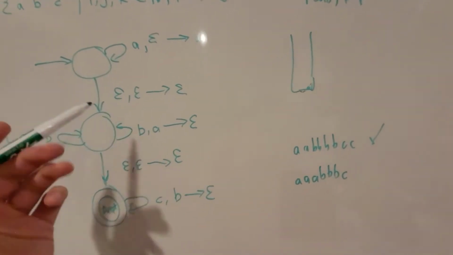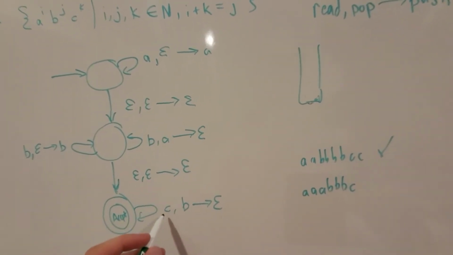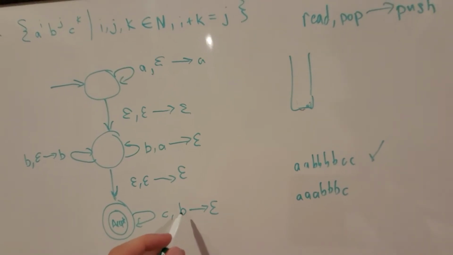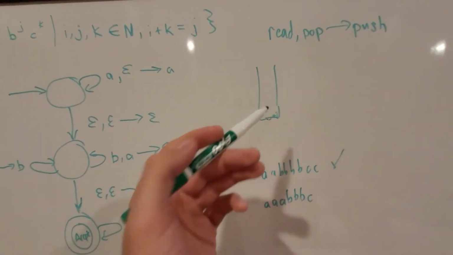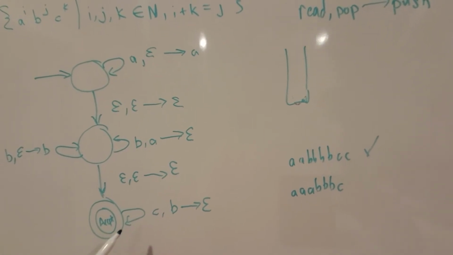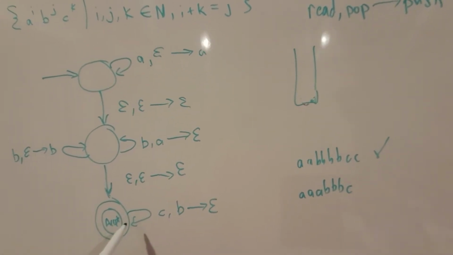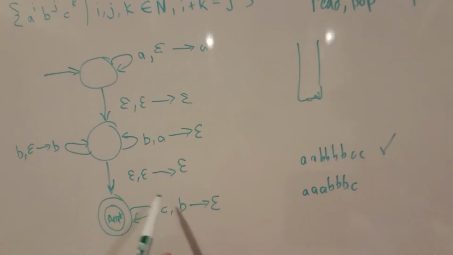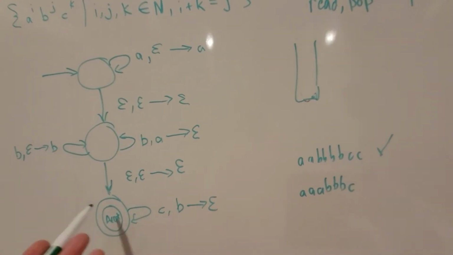Now we go to C. Oh, we see C. Read a C, pop a B. We can't do that. There's no B's left to pop. Therefore, this can't complete. So we can't do this. So it just doesn't work. You can't execute that. You can't pop something off a stack that's not there.